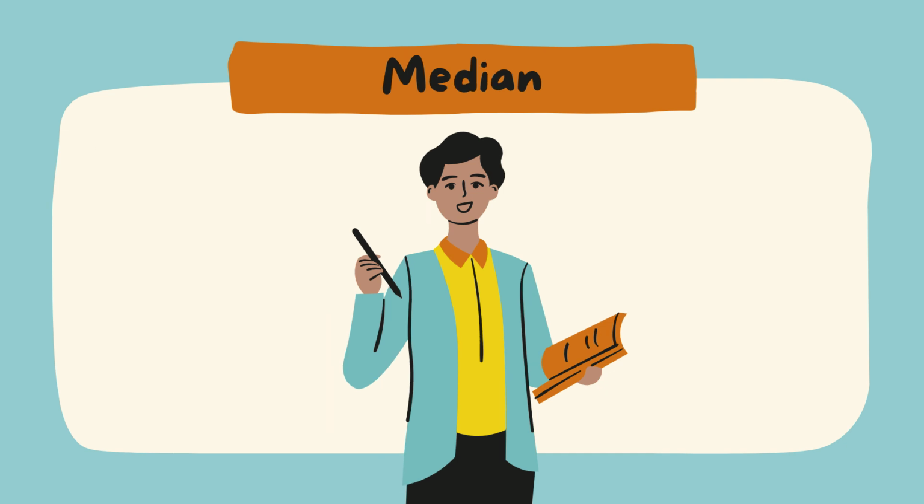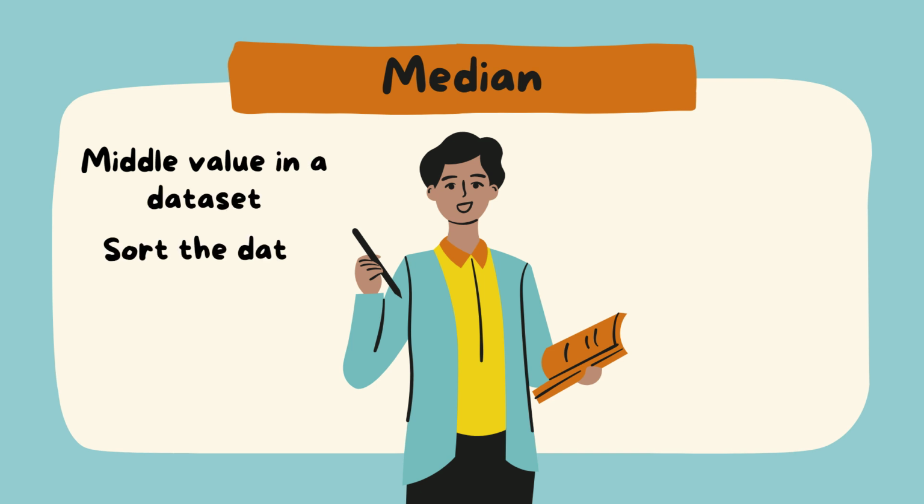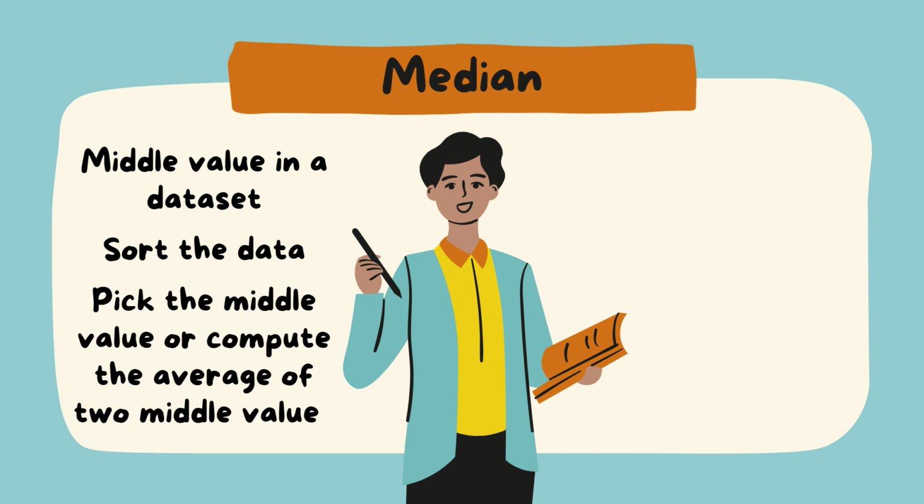Next is median. Again, it is a complex sounding statistical name for the middle value in a dataset. Here is how you find it. First, you sort the data, then pick the middle value if there is an odd number. If you have an even number of data elements, just average the two middle values. Looking at our example, we have 7 elements. The data is already sorted in ascending order. The middle value or the median value is 60.